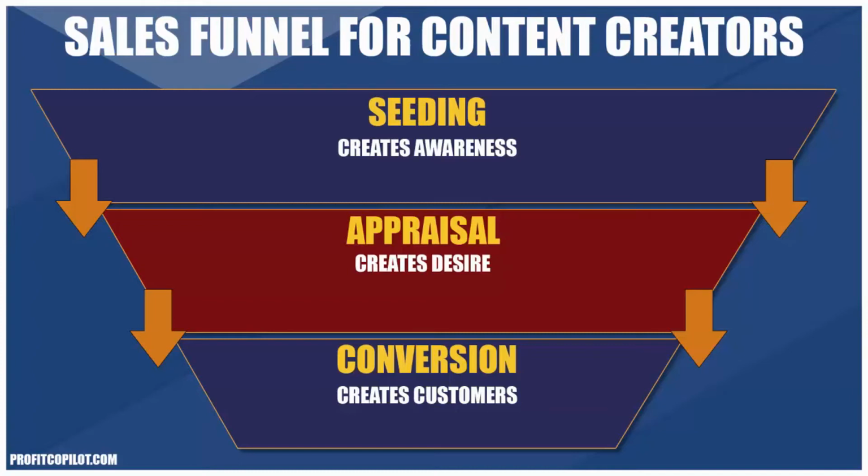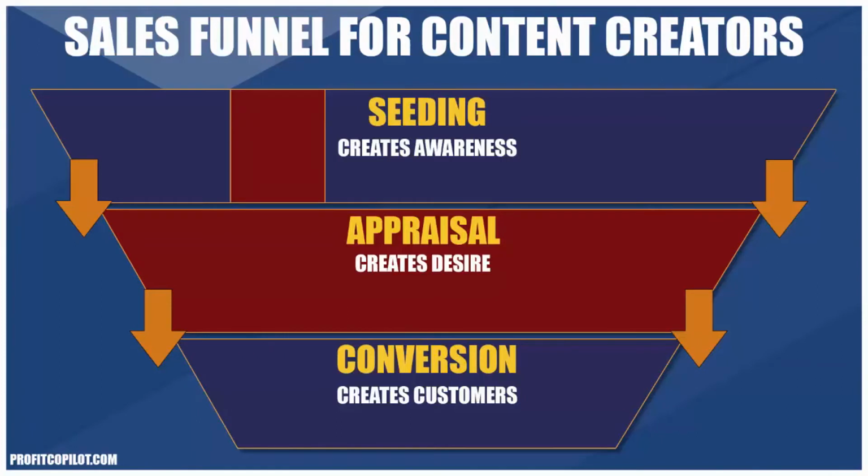So as content creators, we have to understand how the content we make can move people through all three stages. So we have the top of the funnel, which is seeding, we have the middle of the funnel, which is appraisal, and then we have the bottom of the funnel, which is conversion. And each one of these stages has a set of goals attached to it and specific types of content that you can use for that specific stage. I'll give you a quick overview, okay?